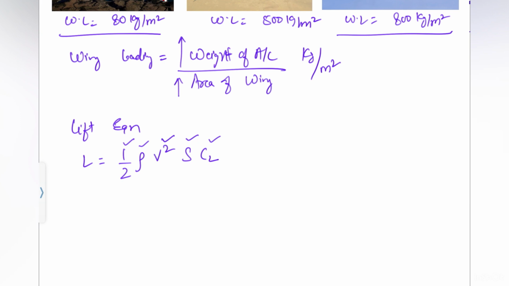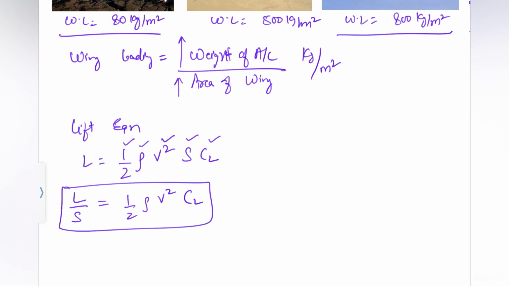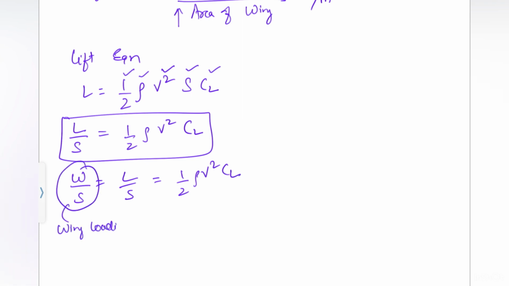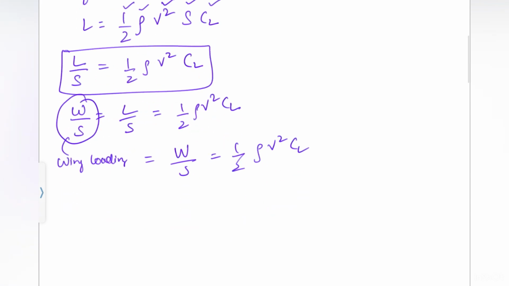So this can be written as lift divided by surface area is equal to half rho v square CL. Now in straight and level flight, the lift generated by the wing should be equal to the weight of the aircraft. So weight upon surface area is equal to lift upon surface area, which is equal to half rho v square CL. And we know weight upon surface area is the wing loading. So wing loading is equal to W by S is equal to half rho v square CL, for the straight and level flight we are discussing.